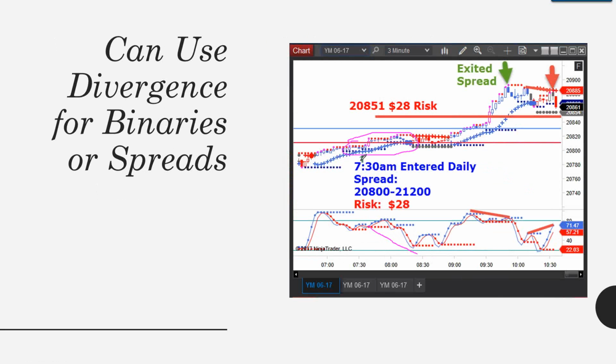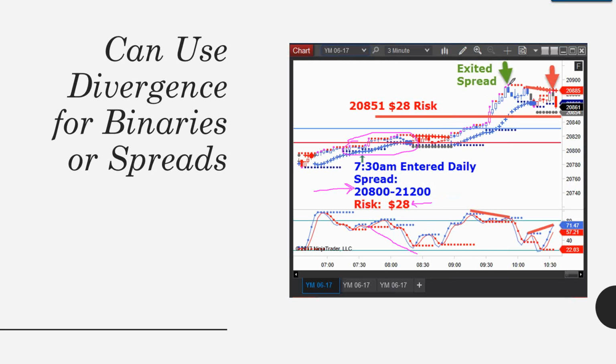This was a good indication that the market was going to go up. Now, I always trade a low risk method because there's always risk involved. What I try to do is increase my reward side and lower my risk side. In this case, I actually bought the spread, a daily spread, for 2,800 to 21,200. The risk on it was $28 per contract.